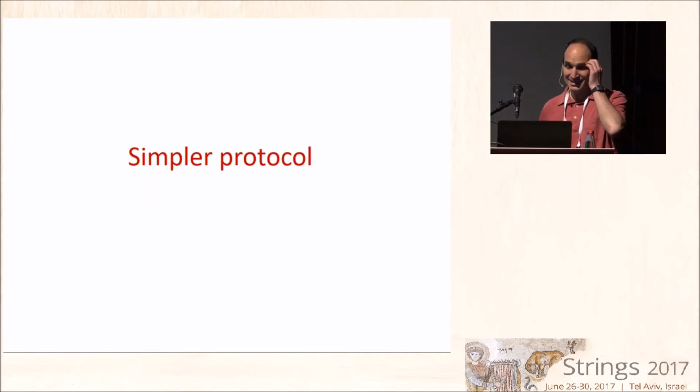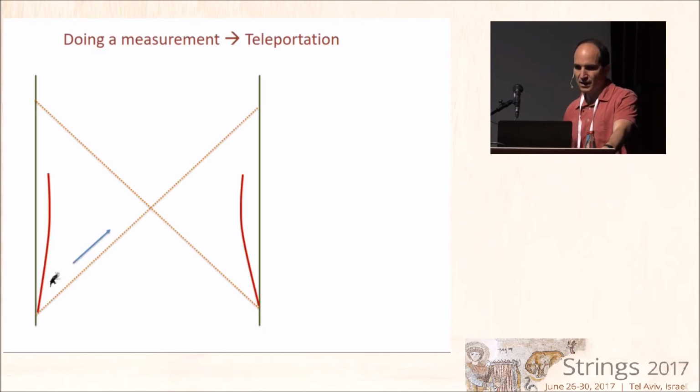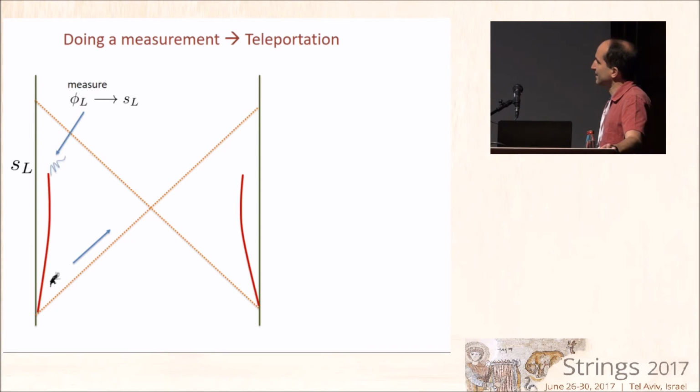Now, there is a slightly simpler protocol for this process, which involves dropping the cat. And here, instead of setting up the double trace interaction, we just make a measurement. So we measure some field phi, and we get some results, some eigenvalues for the measurement of the field. And then we just simply send classical information from this boundary to the other boundary.